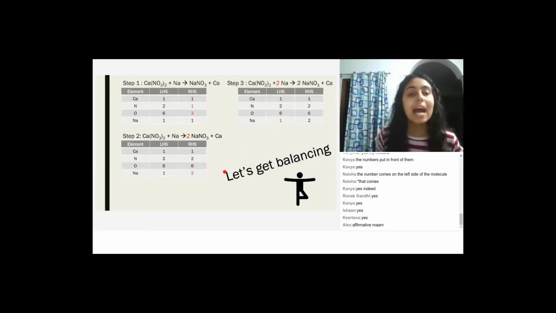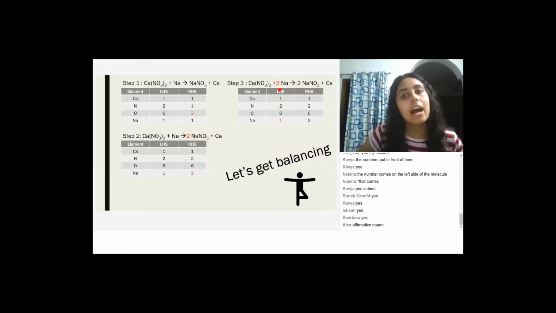So what do I do? I go back to the left hand side because the left hand side is less than the right hand side. So I have to add a big number to the left hand side. I'll see, okay, sodium has 1 on the left hand side, and on the right hand side it has 2. So I'll put a big number on the left hand side. I'll put the number 2 on the left hand side.